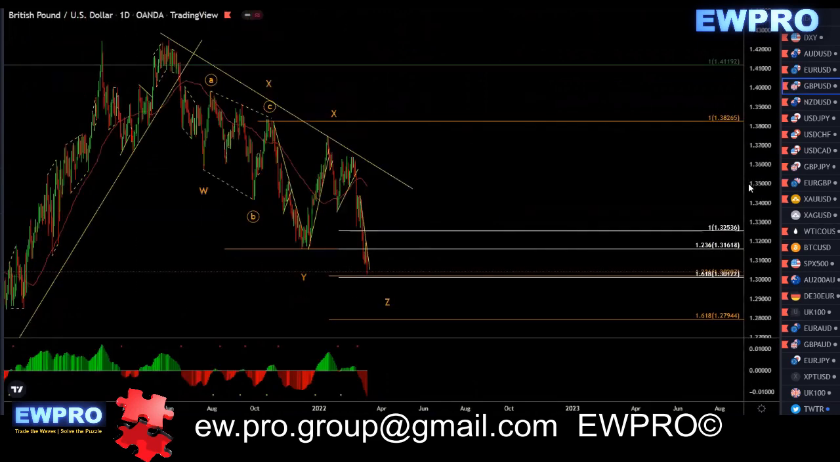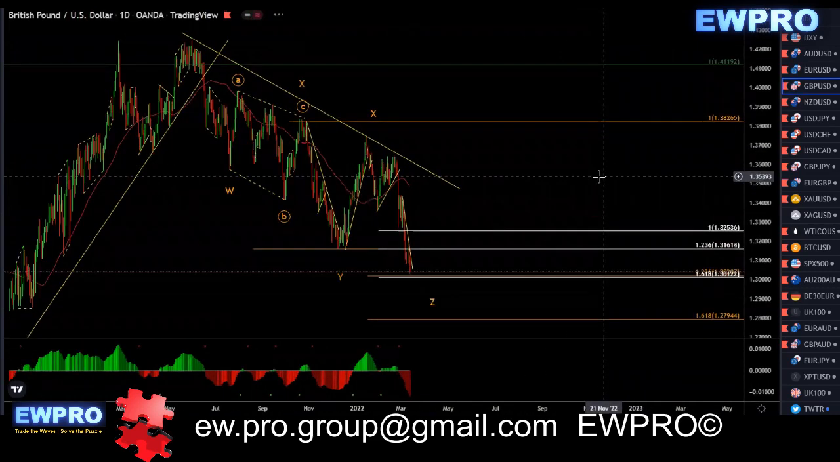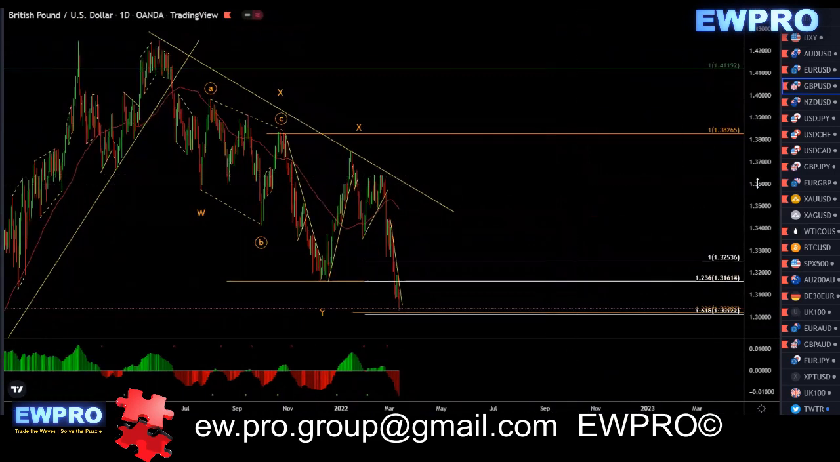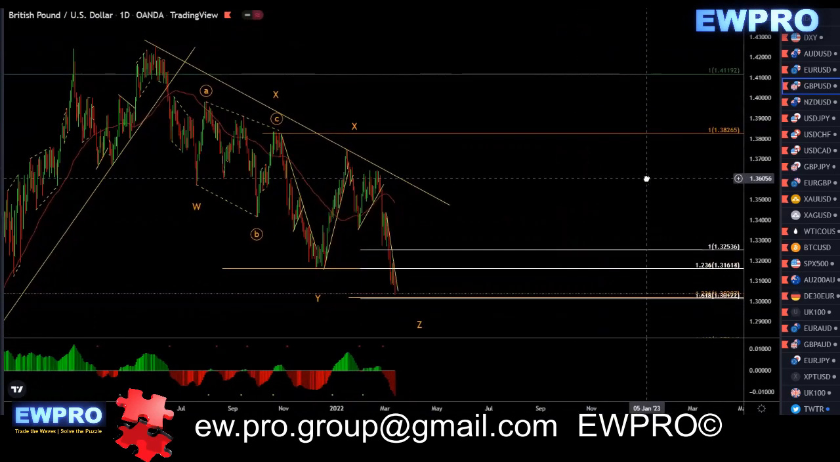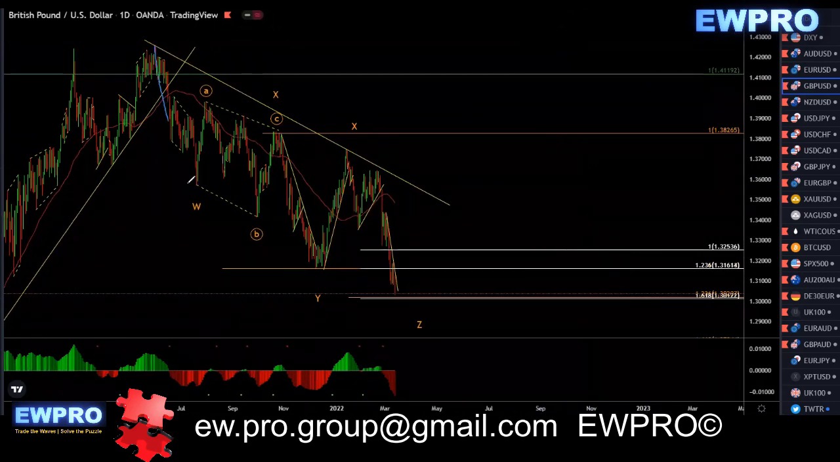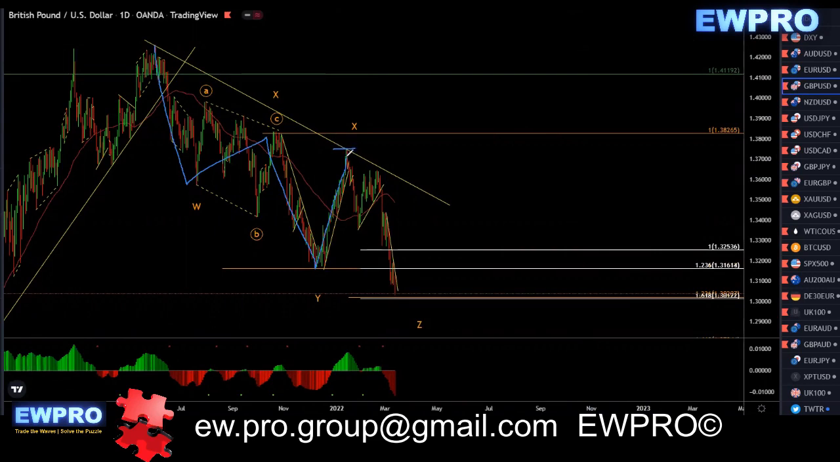GU on the daily. So we're looking at that WXY. We got the X2 with the bear hidden and we went and broke the low. Problem is now we don't have any bullish divergence. So there's more than likely more downside in this after a correction.